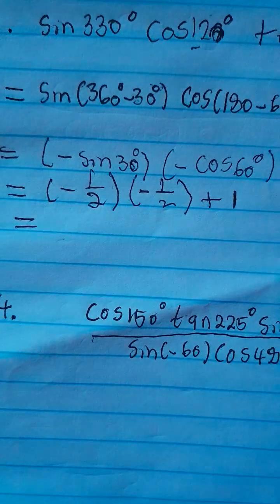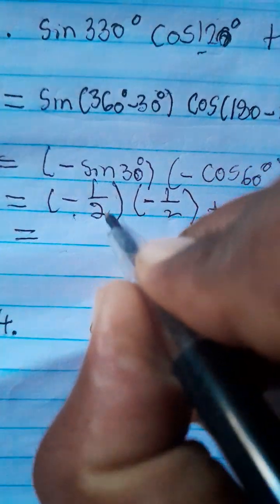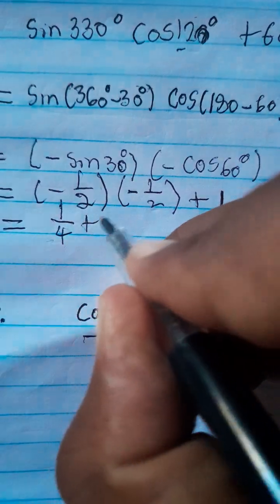Then lastly, let's say negative and negative, that will be positive. 1 times 1, it's 1. 2 times 2, that will be 4. So we have 1 over 4 plus 1.